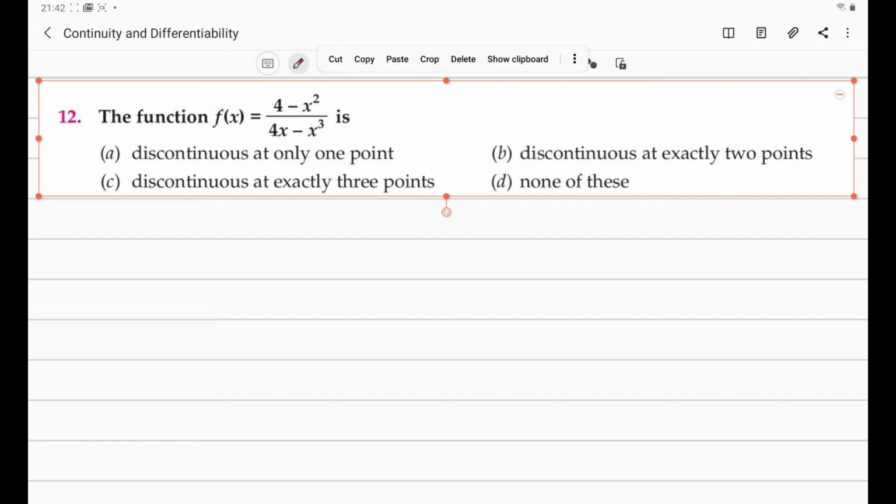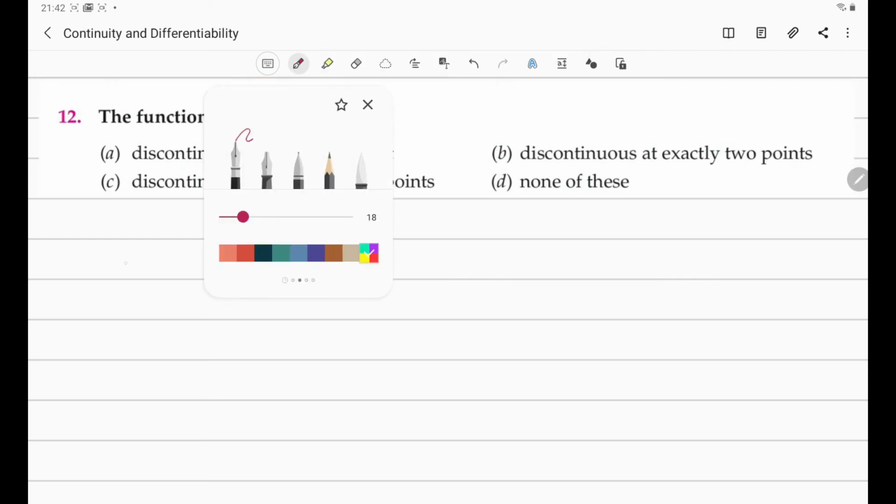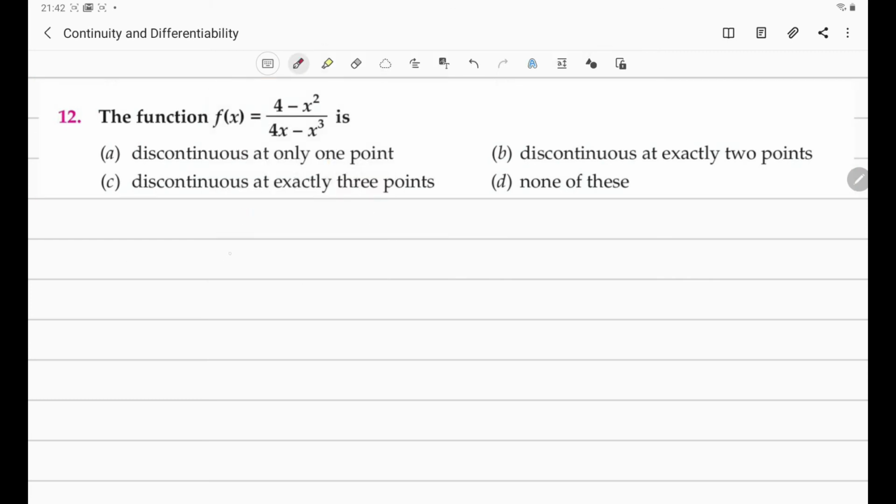Question number 12. The function f of x is equal to 4 minus x square by 4x minus x cube is discontinuous at what points? So, as we have discussed earlier, this function is discontinuous at those points where the function is not defined. So, the function is not defined when 4x minus x cube is equal to 0. So, let us find out for what values of x is 4x minus x cube equal to 0.